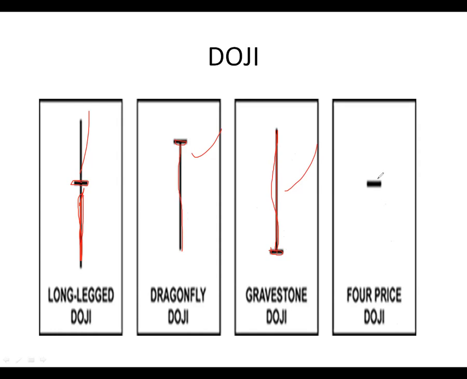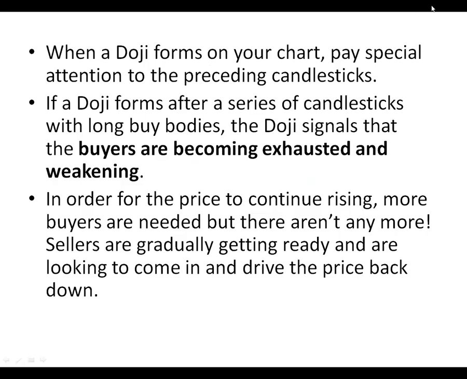The four price doji has no shadow. It's just a very small body, either bullish or bearish, without shadows. So when you spot a candle like that, it's also a doji candle. All these four types of candles are doji candles. Is that okay? Now, let's continue and find out more about these doji candles. Now, let's read the note.